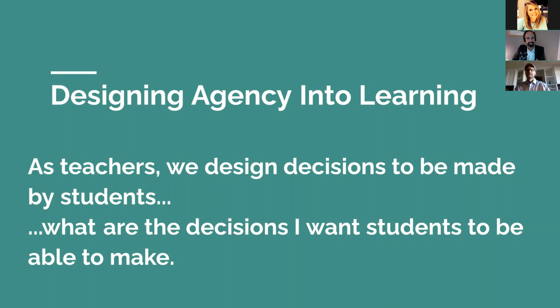And what do we want to design? That gets back to that agency part that we're thinking of, the second half of the sentence. What are the decisions that we want students to be able to make?